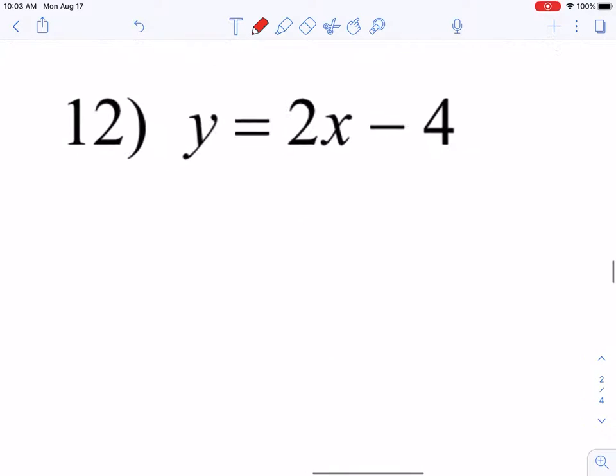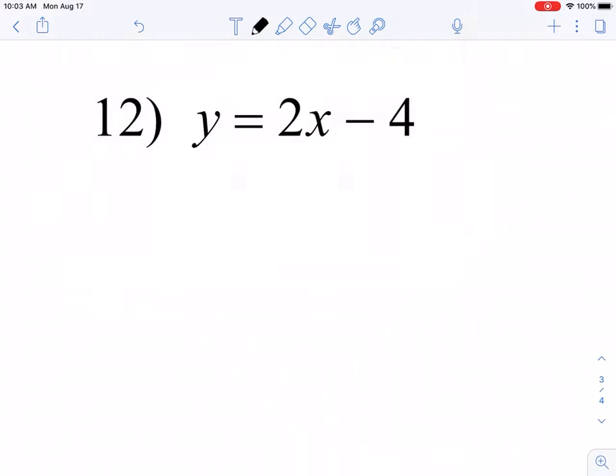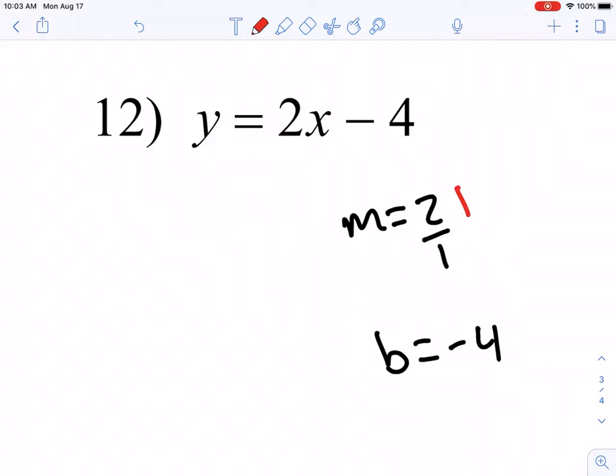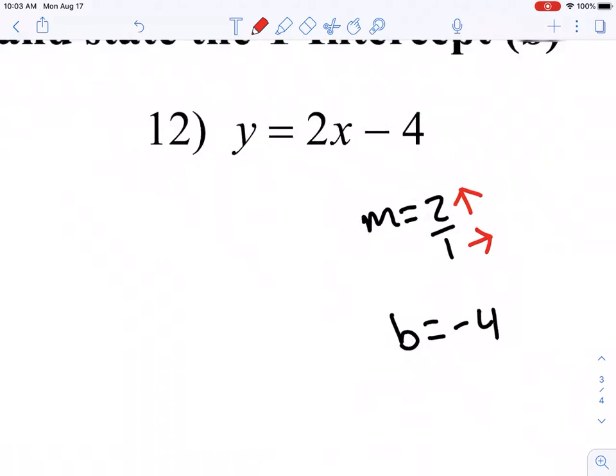Let's take a look at number 12. We have our m equals 2, and I can write it as a fraction, 2 over 1, b equals negative 4. And then we're stating the direction. This is a positive 2, so it's going to go up. And then we always go right.